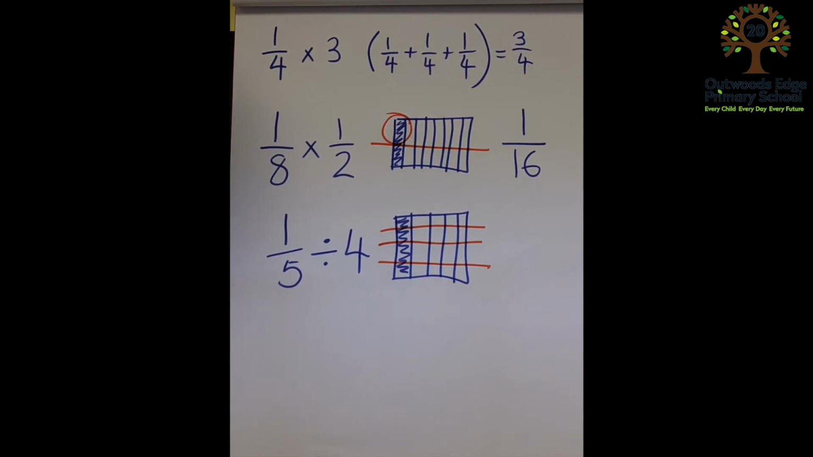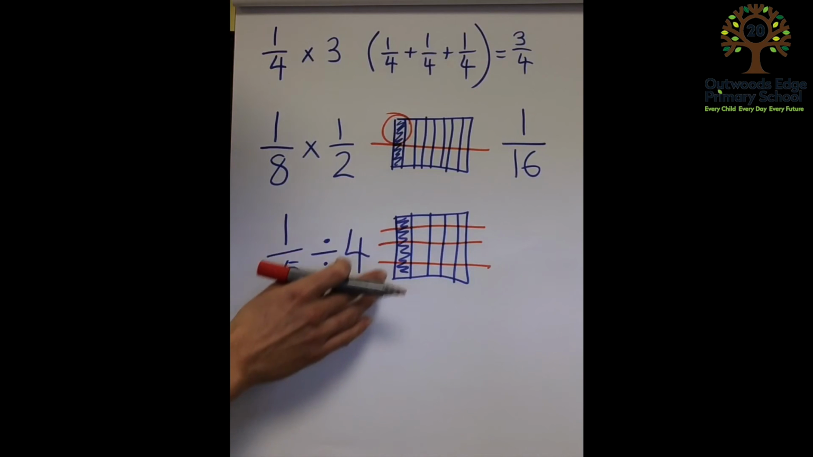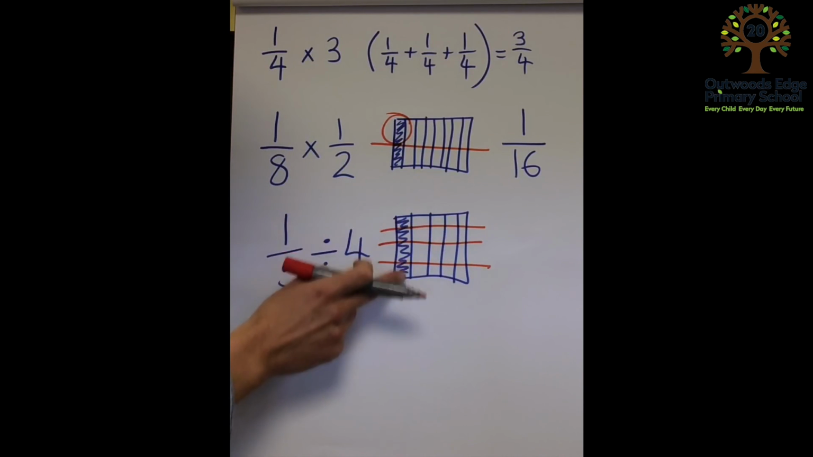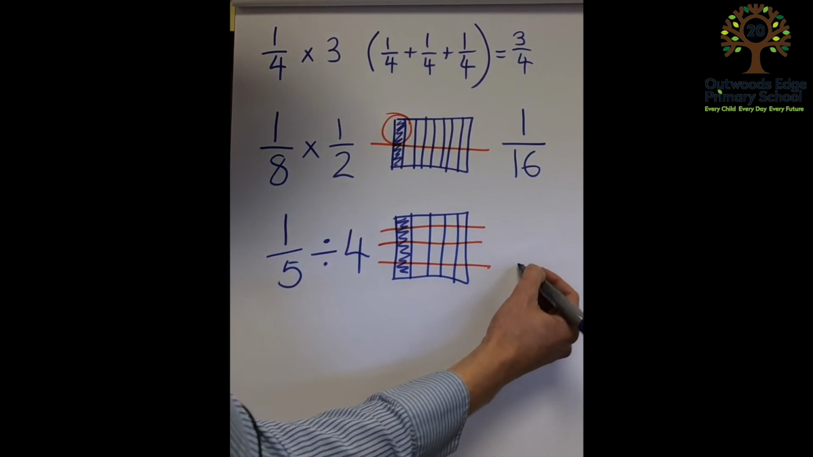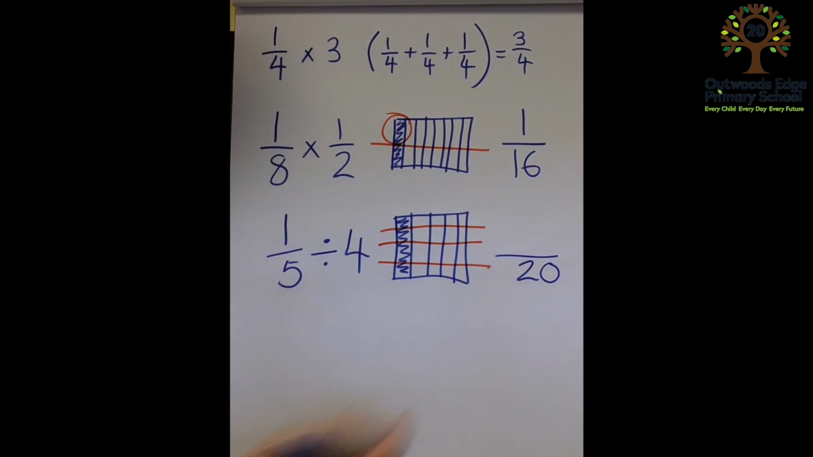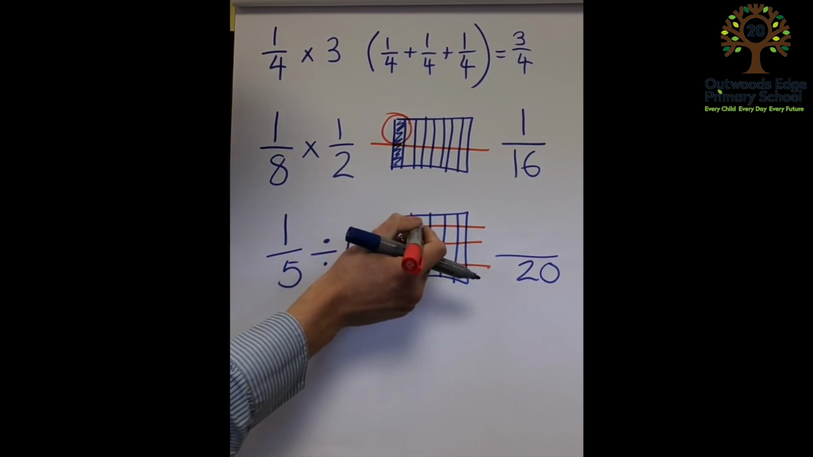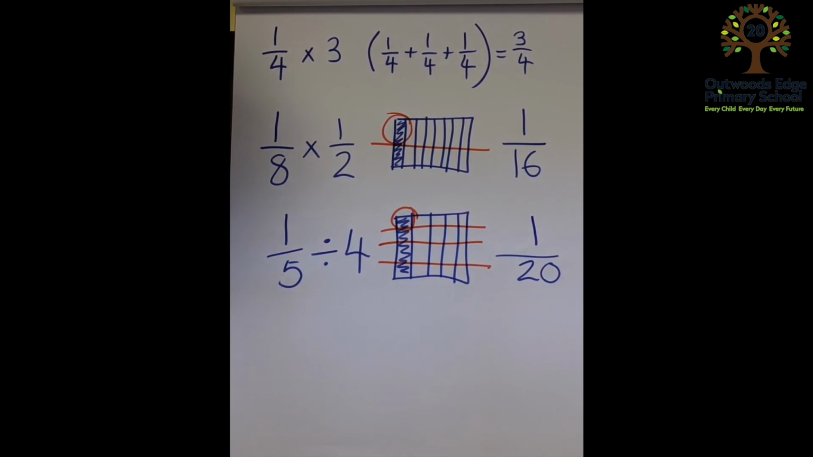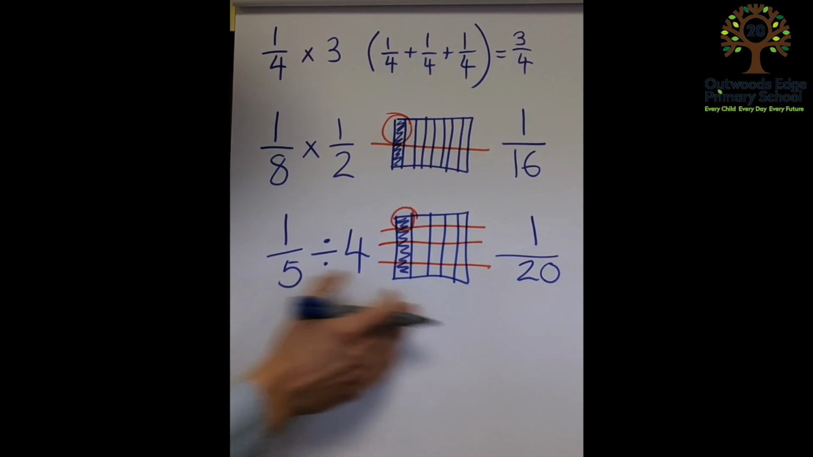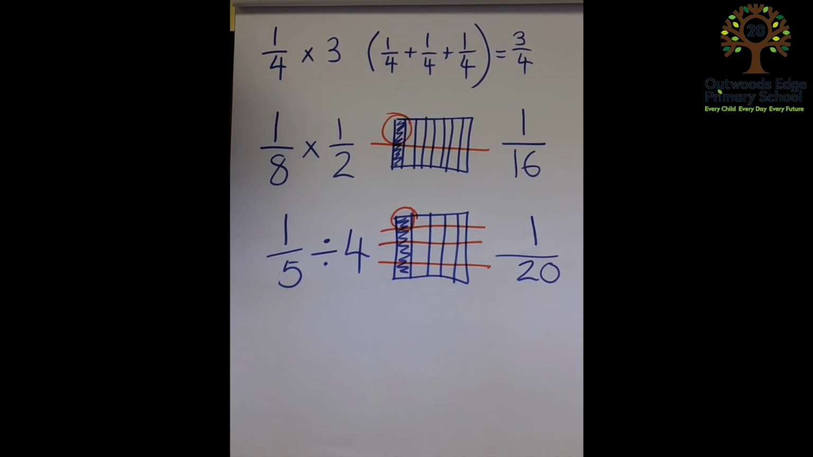And you'll remember from the previous video, you can quickly see that that has got 5, 10, 15, 20. So my new denominator is 20. Okay, and then in one of these groups, I've got 1/20. So 1/5 divided by 4 is 1/20. And actually, the children have spotted that all you've got to do here is times the denominator by the divisor. 5 times 4 gets us our 20th.